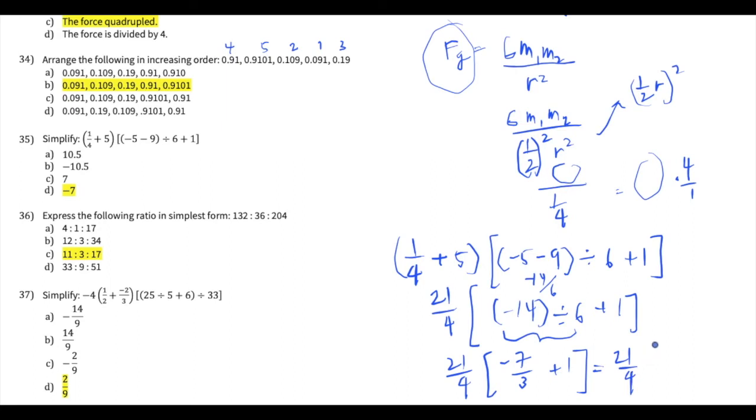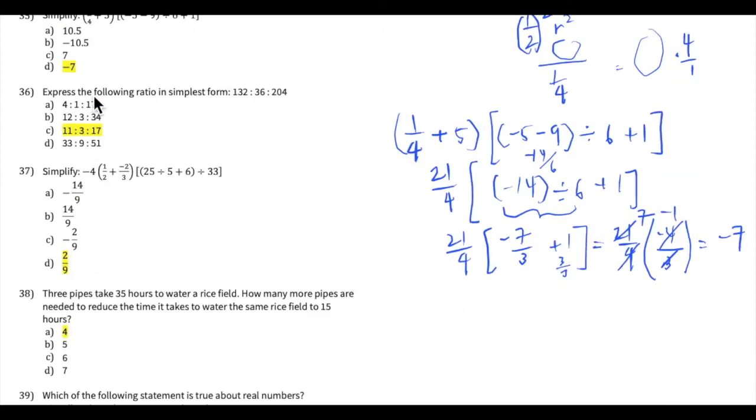21 over 4 times, okay, now let's add negative 7 over 3 plus 1. Plus 1 is just equal to 3 over 3. Negative 7 plus 3, that's equal to negative 4 over 3. Cancel yung 4. May iwan ka with negative 1 sa taas. Okay, 3 and 21, may iwan ka with 7. Final answer is negative 7.